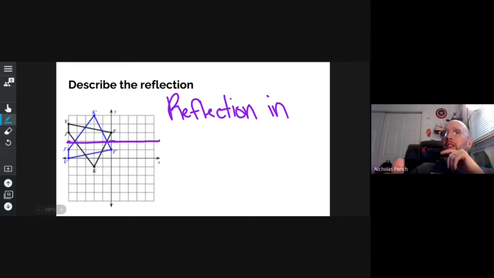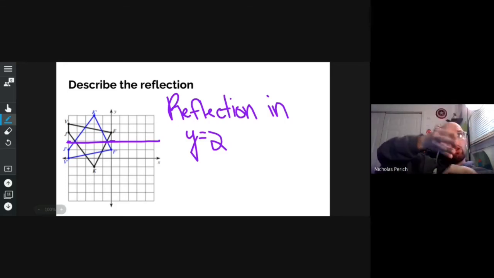I think Santiago just mistyped and meant to say y equals positive 2. The reason why it's y equals positive 2 is because when it's a horizontal line, it's y equals a number. When it's a vertical line, it's x equals a number. It's positive 2 because my line goes through positive 2 up here.